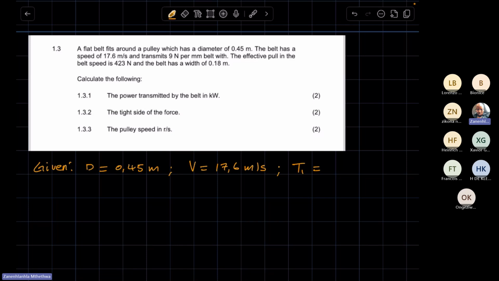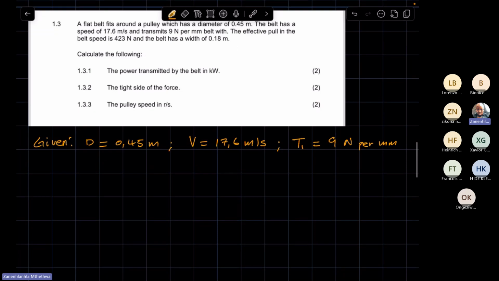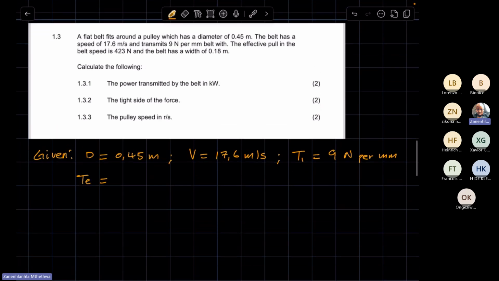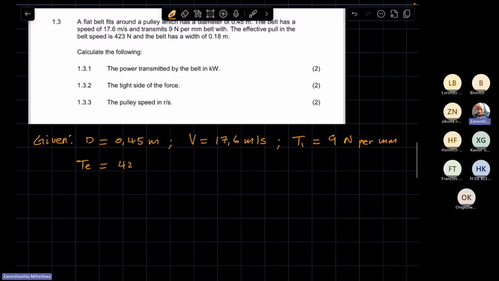So the T1 here is 9 newtons per millimeter of belt width. And then the effective pull in the belt, so the most important term here is effective. The effective pull in the belt speed is this. So effective pull is effective tension. So they've also given us TE. The effective tension is 423 newtons.